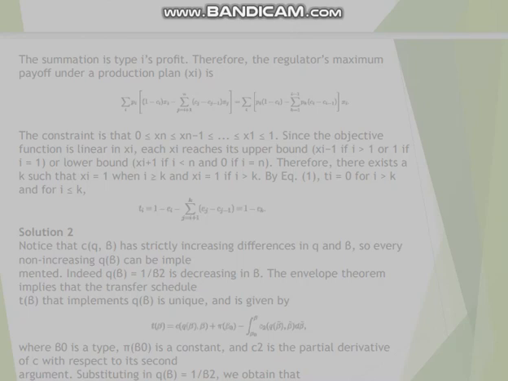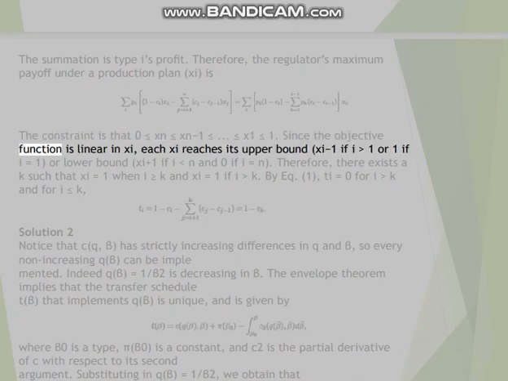The summation is type i's profit. Therefore, the regulator's maximum payoff under a production plan, x, is as follows. The constraint is that 0 less than or equal to xn less than or equal to xn minus 1 less than or equal to x1 less than or equal to 1.